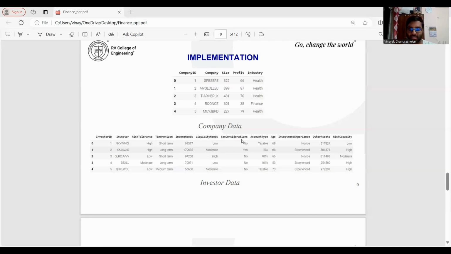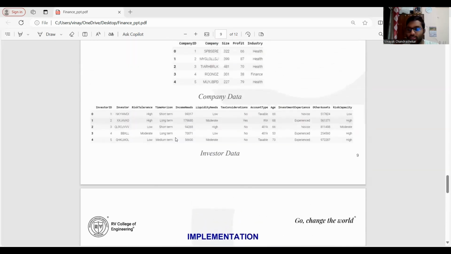Then we also take into consideration the tax consideration, whether tax is applicable or not. Then you have the type of account, whether it's a taxable account or not. Then you have the age of the investor. Then how much experience he has, whether he is experienced, a novice, or somewhere in between. Then we look at the amount of other assets he has, whether he's only depending on money earned through the stock market or has other sources of income. Then lastly, the risk capacity, that is the amount of risk he can handle, whether he has the capacity to take high, low, or moderate risk. So all these factors are taken into consideration, and based on this, our model gives the recommendation.